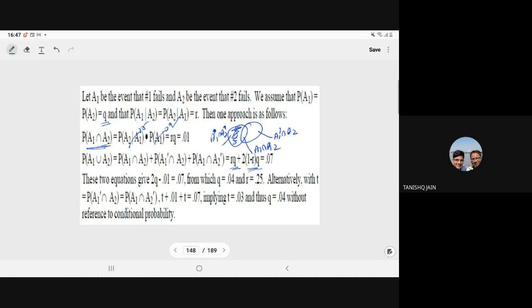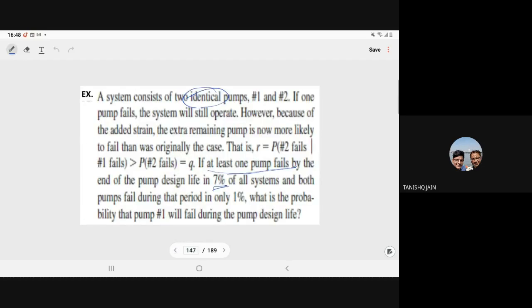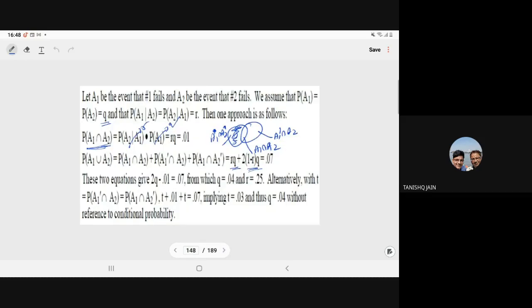Now we have 2 equations and 2 unknowns, R and Q. When you solve, it gives Q equal to 0.4 and R equal to 0.25. In this way, we can compute the required probability as 0.4, because they have asked what is the probability that pump 1 will fail during the pump design life. So we have to compute P of A1, which is 0.4.